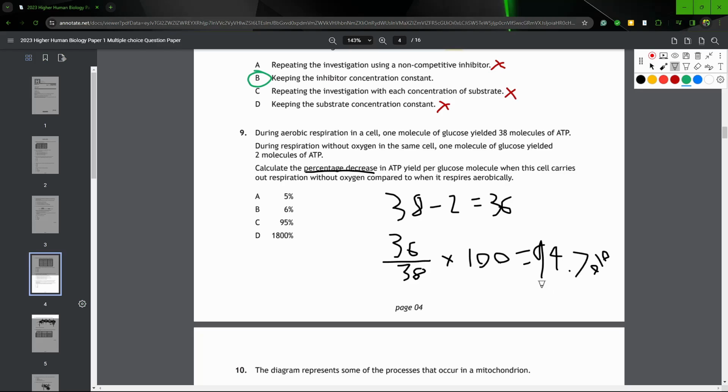The SQA does like pulling that one on us, doesn't it? So there we go, and that means it must be C. I mean, you could also do some elimination from the other ones, like D. You can't decrease ATP, that'll be a negative number. So just have a look at the results and make sure that they're somewhat logical.